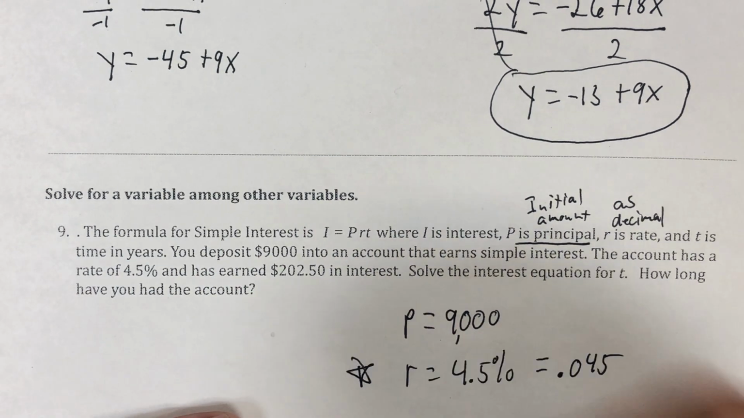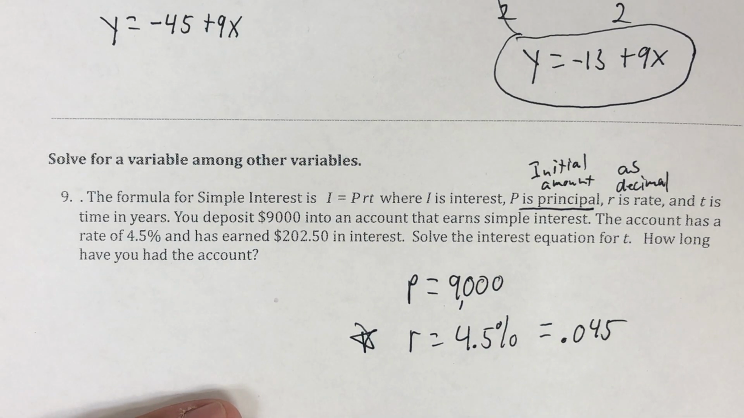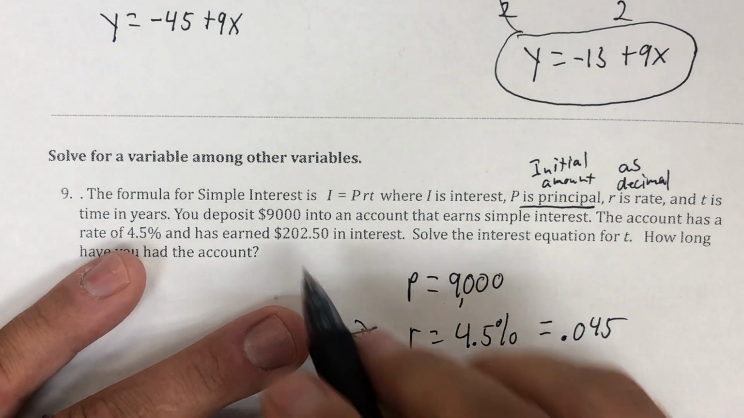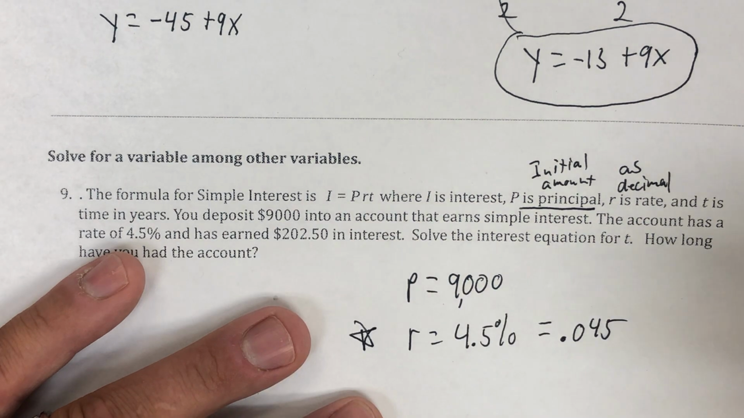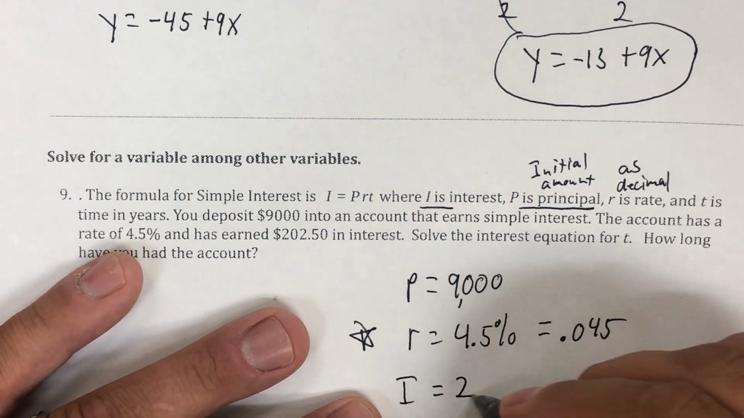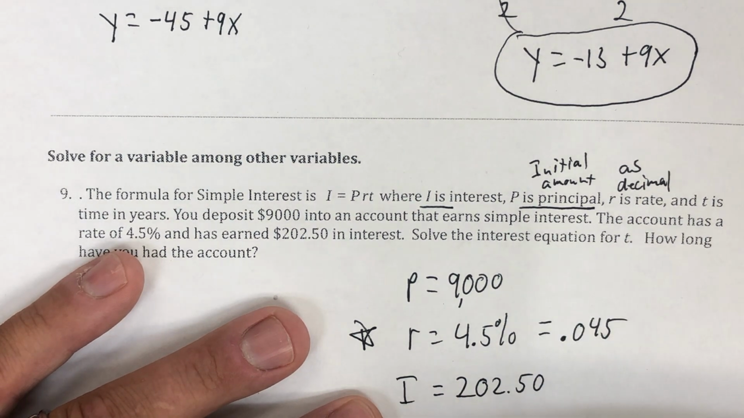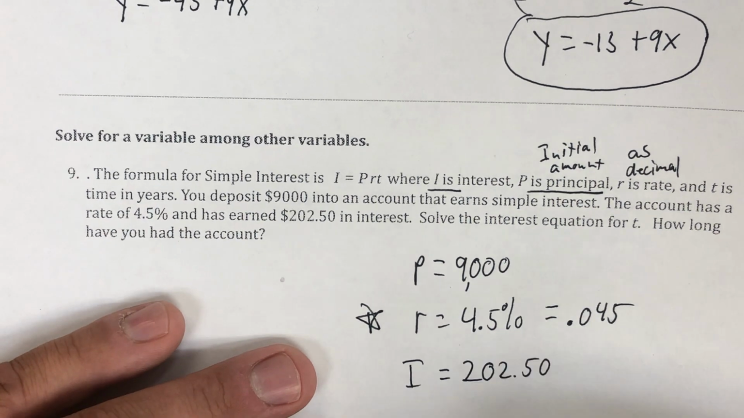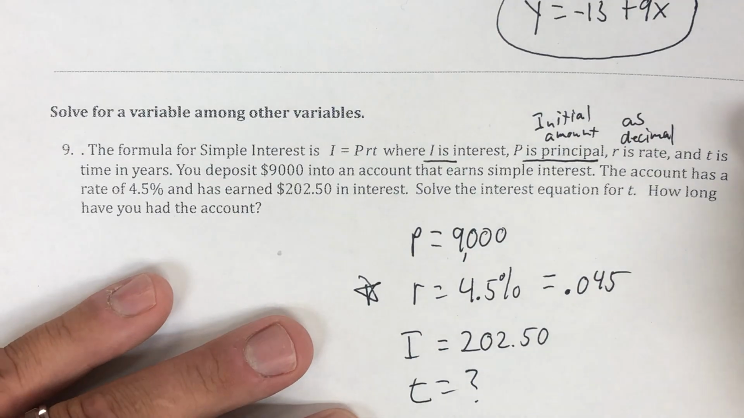That is a tricky part. And then also it says that the account has a rate of 4.5% and earned $202.50 in interest. So that means that's I. How much did it get? So I is equal to $202.50. And now it says solve for how long, T. That's what we don't know. How long was it in the account?